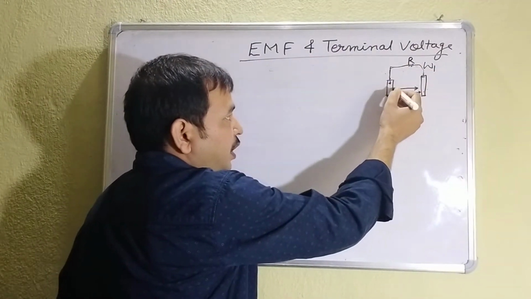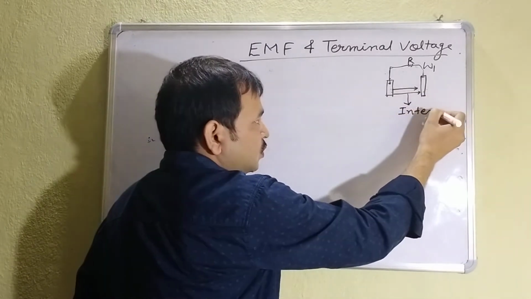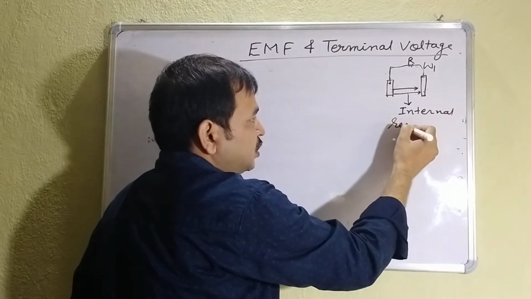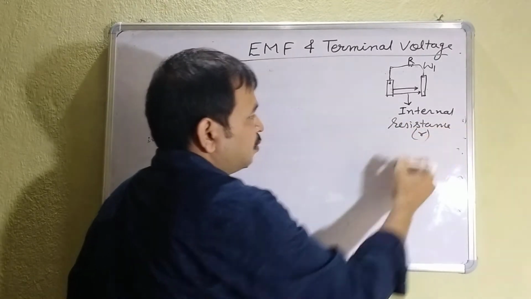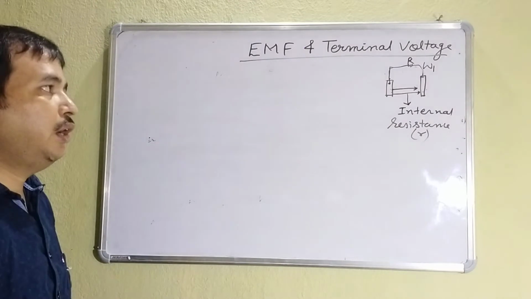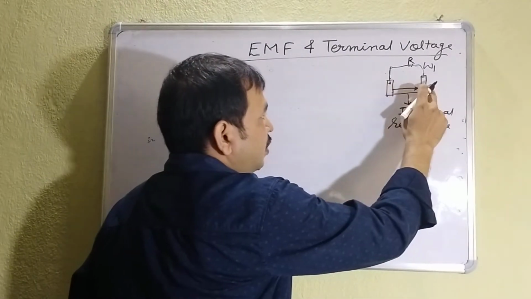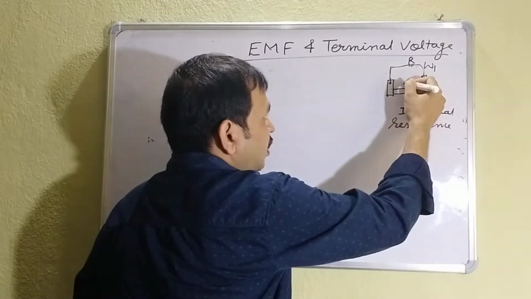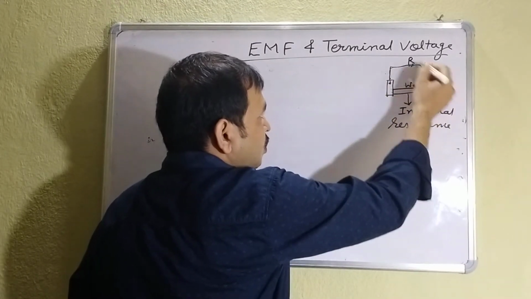Now when it comes here, here it is internal resistance. Internal resistance means resistance of the electrolyte, denoted by small r. So again it will do some work and it will come here. So suppose that work done against this internal resistance is W2. So what is the total work done?